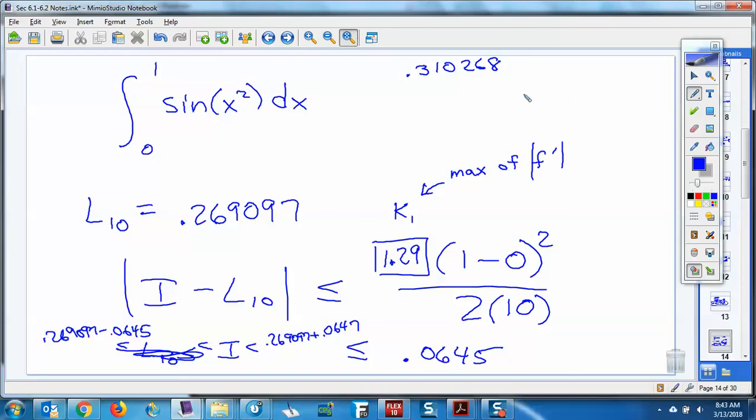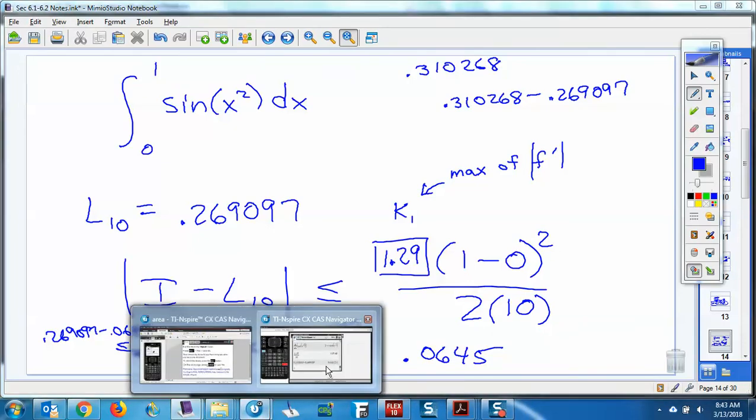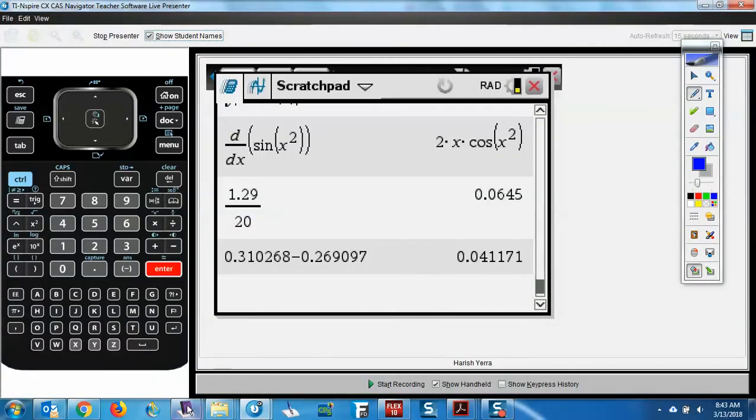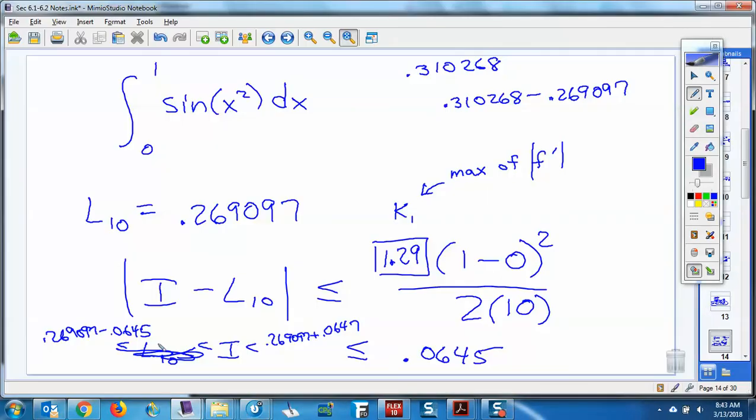Now, how much is it actually off? Well, since we already looked at the exact answer, let's subtract our actual answer minus our approximation here. Harish, do that for me. So it's actually off by about 0.04, okay? Remember, it's important to understand, and I may ask you about this to explain this. This doesn't tell you how far off it is. It tells you what? The most it could be off.